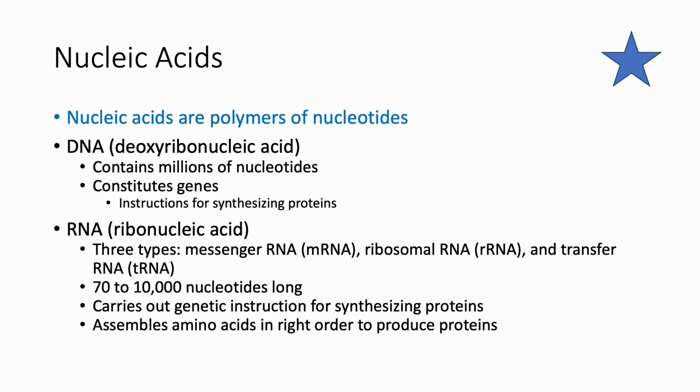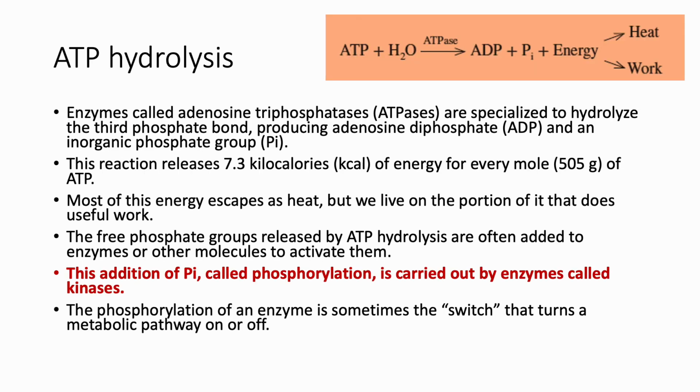And what are nucleic acids? Polymers of nucleotides. Here I have the example of ATP again. That's how important adenosine triphosphate is. Adenosine triphosphate is associated with enzymes called adenosine triphosphatases, ATPases. They are specialized to hydrolyze the 3rd phosphate group, producing adenosine diphosphate and inorganic phosphate, and when it does so, it also helps release energy. Yes, it helps us get our energy. Most of this energy escapes as heat, but we live on the portion of it that does useful work.